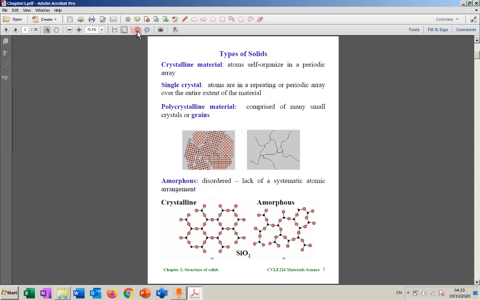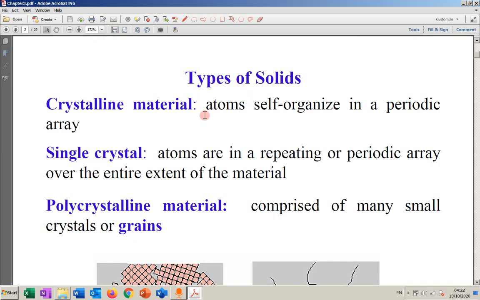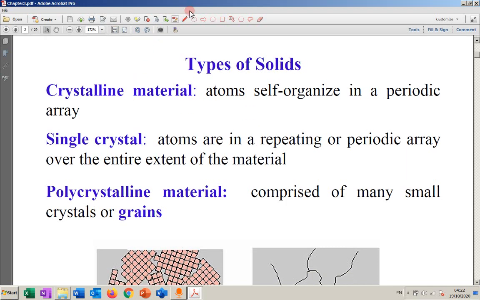Now, the way that we're describing the structure of material, there is a term we call crystal. So we call them crystalline material. When the atoms arrange themselves in a way that they keep repeating, an arrangement of atoms in a repetitive manner, it's going to give you a crystalline structure.